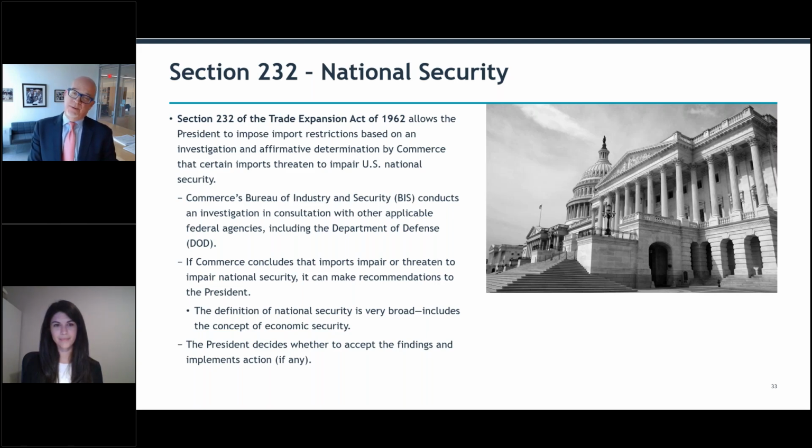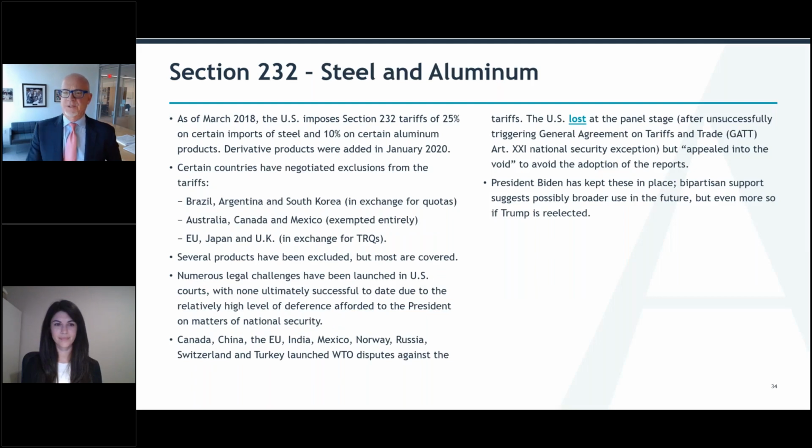So the point is this law is there, and it's being used in the tariffs against imports from most countries on steel and aluminum. Let's go to the next slide. There are several countries that are exempted and are subject to quotas or tariff rate quotas instead. But the concern here is that this law could be used even more broadly going forward.